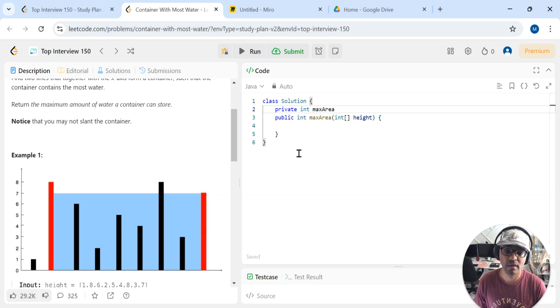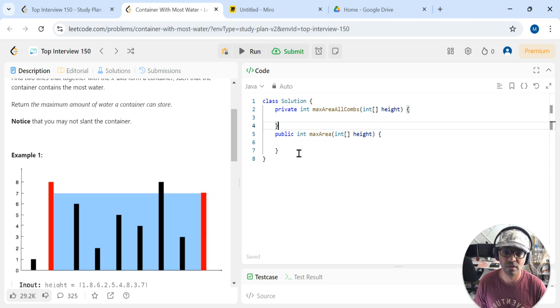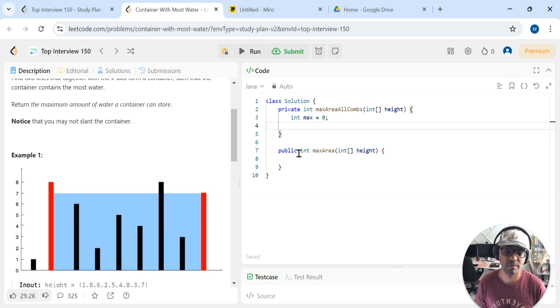So let's try that. Max area, let's call it all combinations or all comps, and height. Okay, so this is pretty straightforward. Since we have done this before, I'm going to go a little fast. We basically say, hey, we have to keep track of the max water we can hold. So let's have some variable to keep track of that.